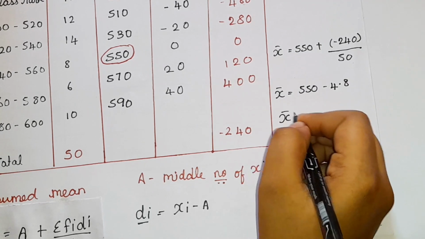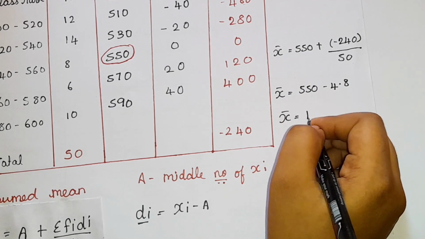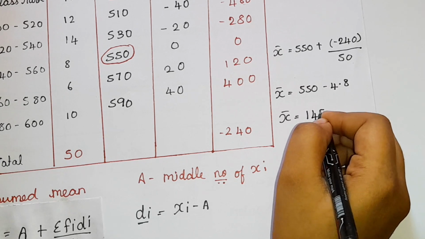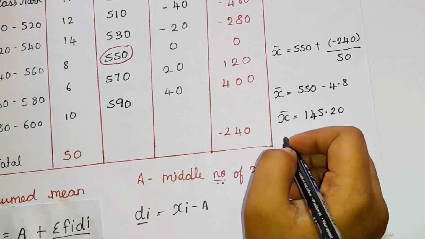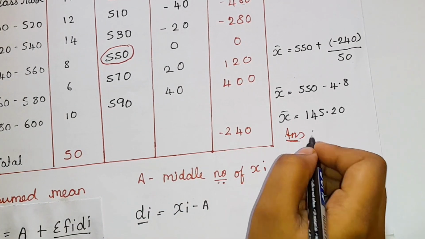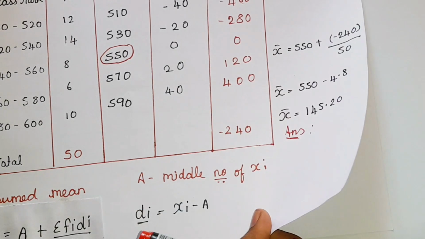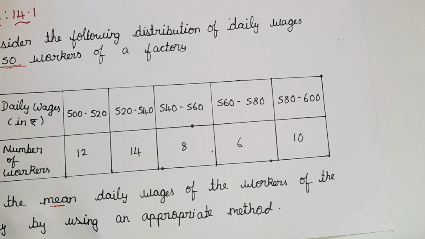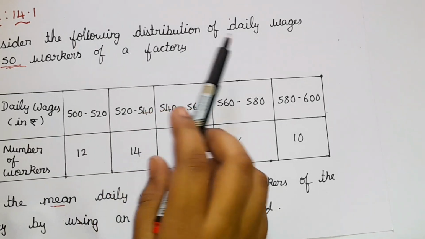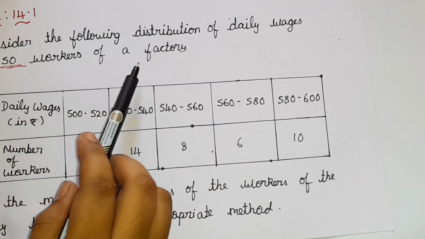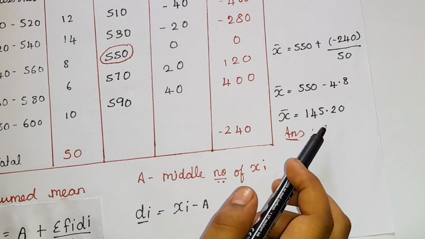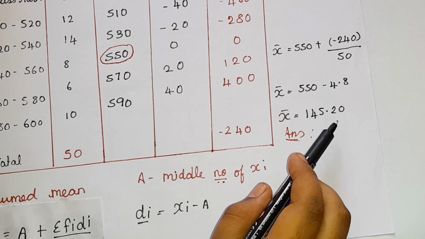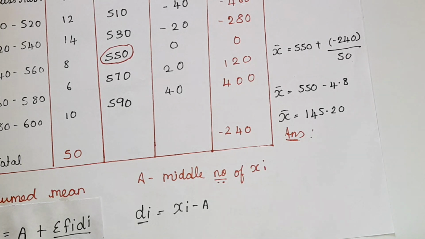So what is the x bar value? The x bar value is 545.20. So this is the answer. What is the meaning of this number? We got 545.20. According to the question, we want to find the mean. Consider the following distribution of daily wages of 50 workers of a factory. For 50 workers, the mean wage is 545.20. So this is the answer.